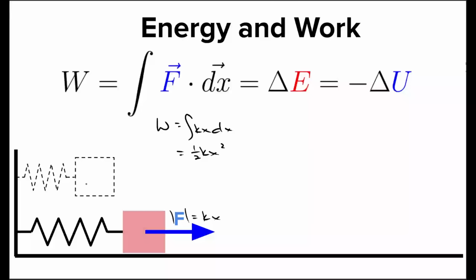You might be like, why is it positive here? Well, this spring lost this energy. I really should have been plugging in a negative here. If I want to get rid of this negative, this would just be positive 1/2 kx squared. But that's how you get the formula for springs.